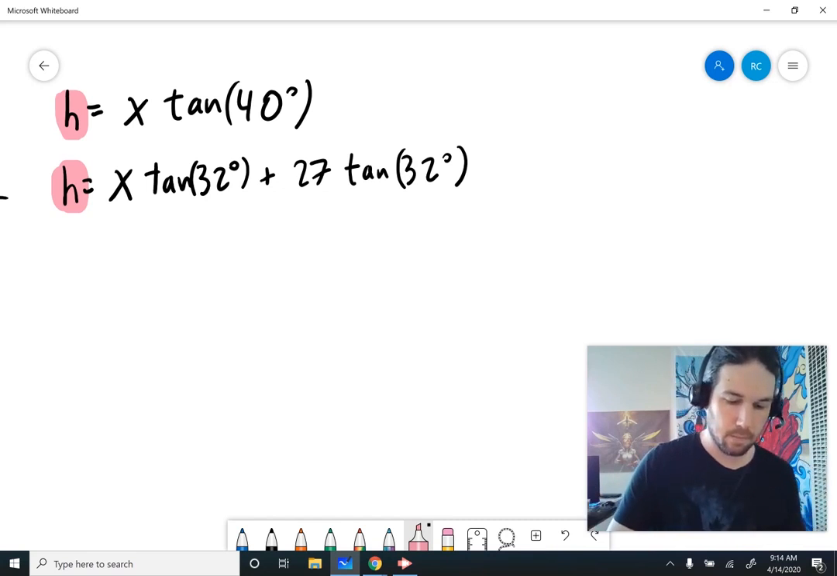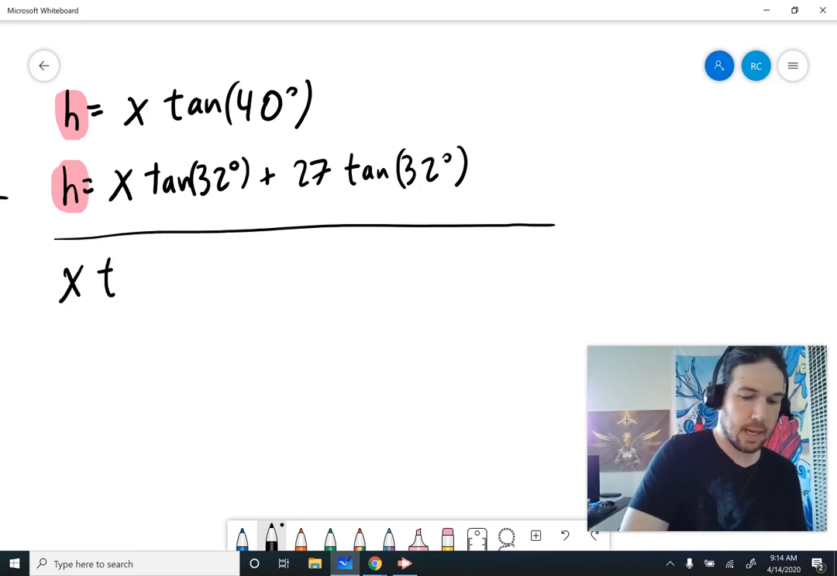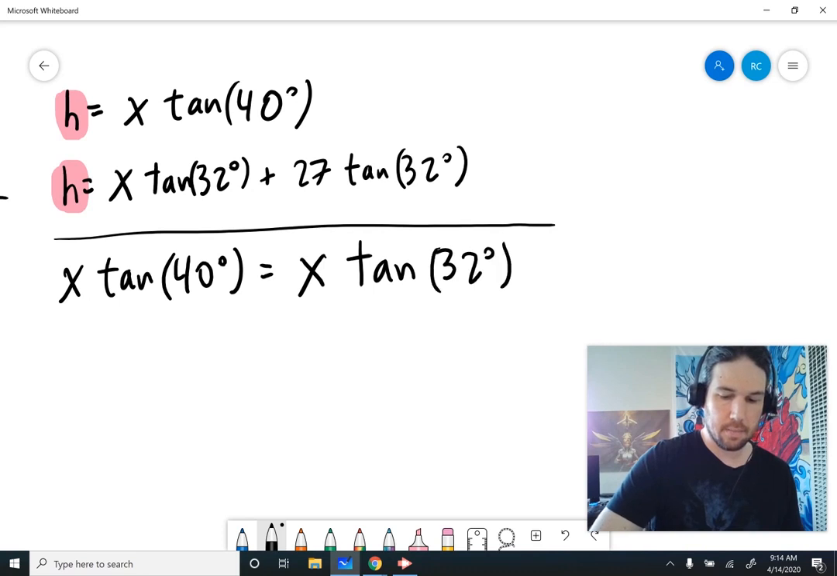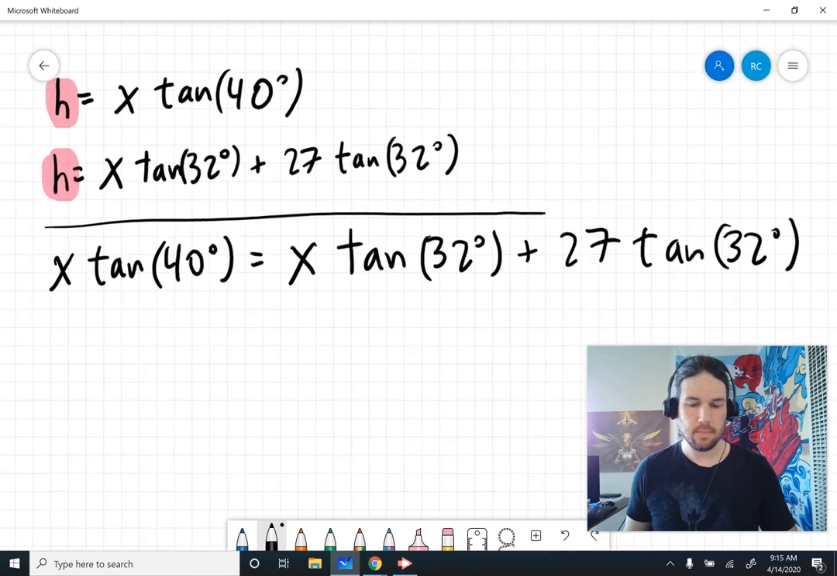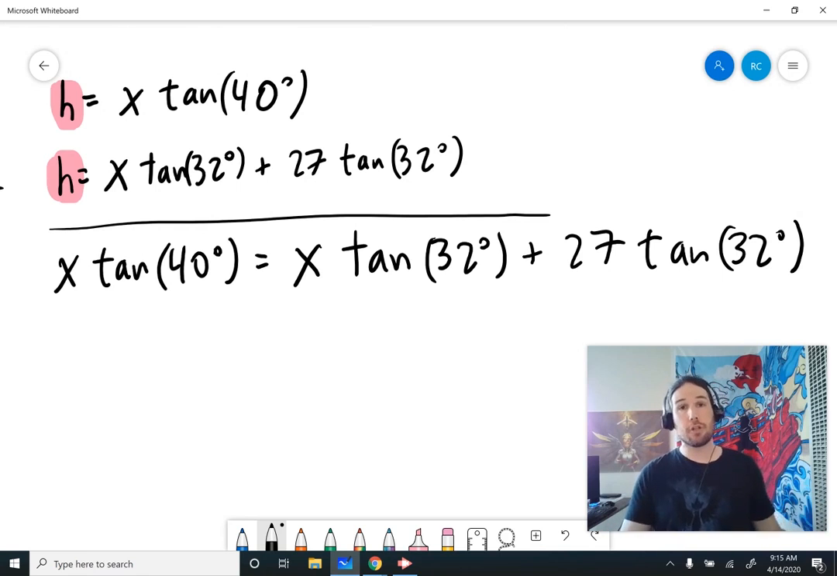If two things both equal h, and h is the same value, then those two expressions must be equal to each other. So we get x times tangent of 40 degrees equals x times tangent of 32 degrees plus 27 times tangent of 32 degrees. Again, nothing big, nothing mystical. I noticed that both of those equal h, so I set them equal to each other.